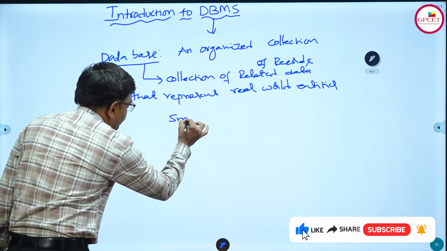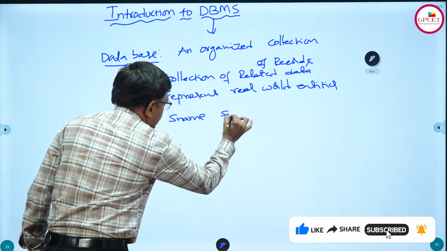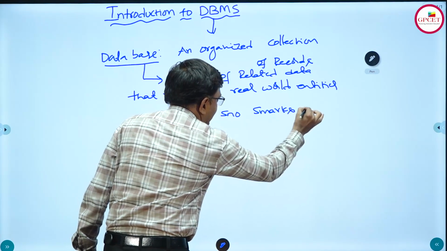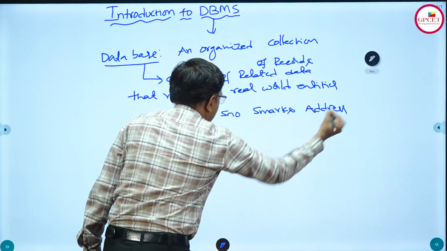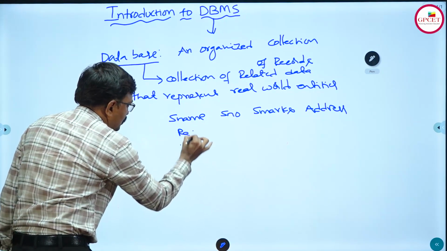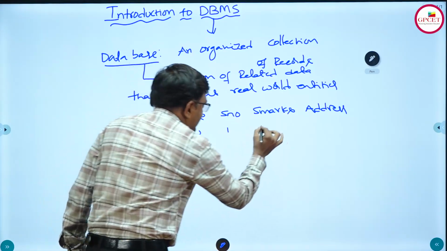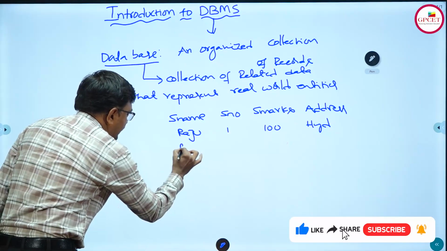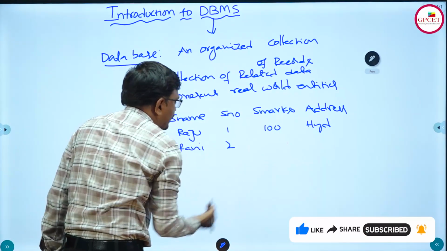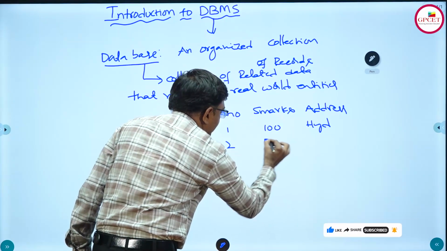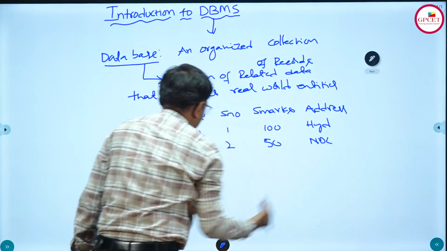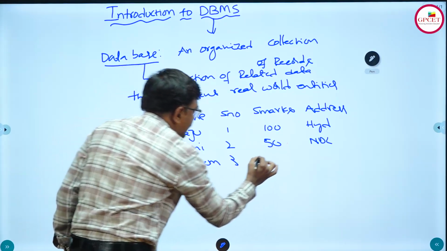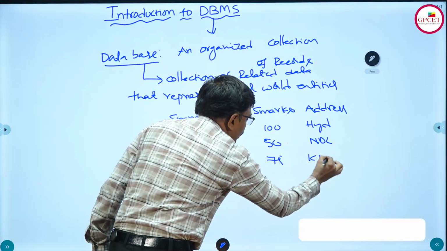Example: S name, S number, student name, student number, student marks, address. S name Raju, S number 1, S marks 100, address Hyderabad. And then next Rani, S number 2, S marks 50, Nandyal. And then third one Rahim, S number 3, and then 75, and then Kurnool.